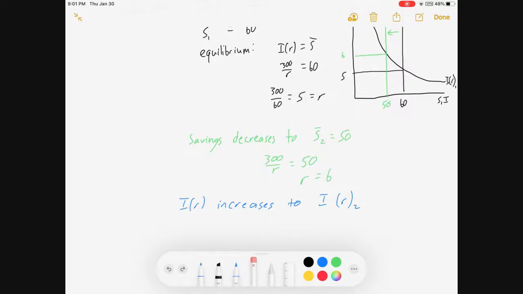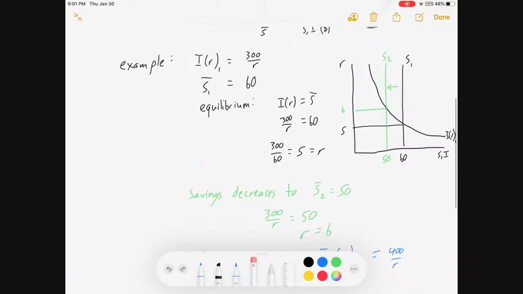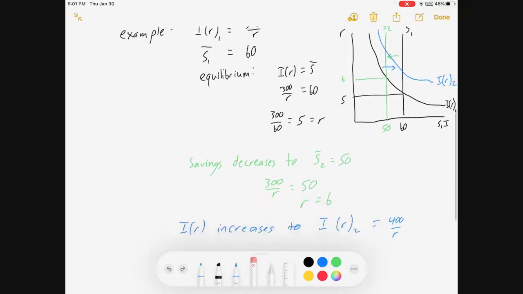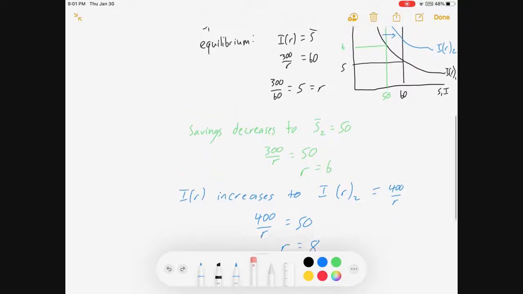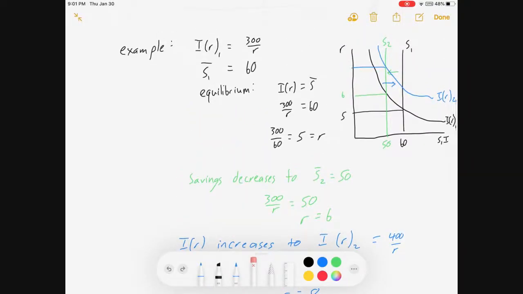What if from the green equilibrium, what if our investment increases to 400 over R? Well, on the graph, that looks like this. We have this new investment curve, and we got to solve for a new equilibrium. 400 over R equals 50, which means R equals 8. And there's your new equilibrium where S2 intersects investment 2.